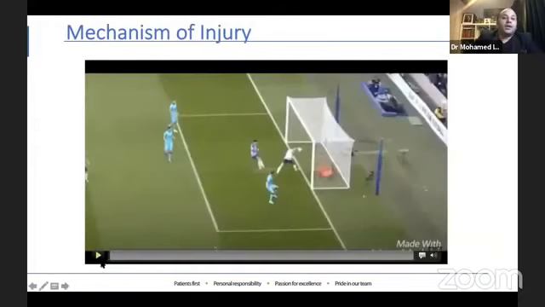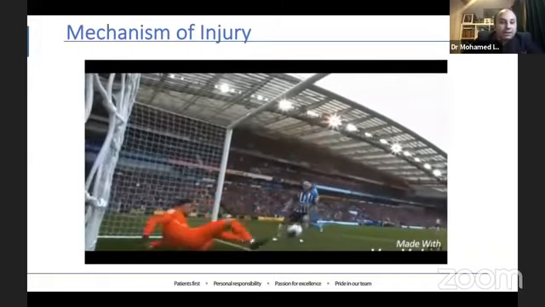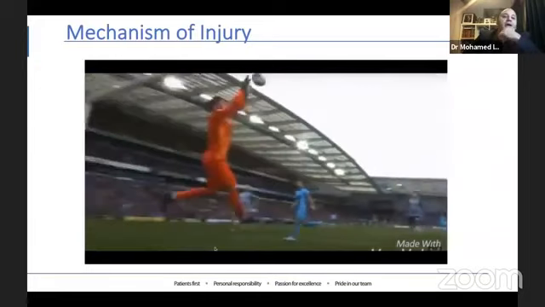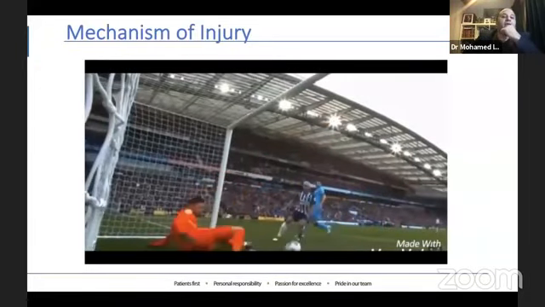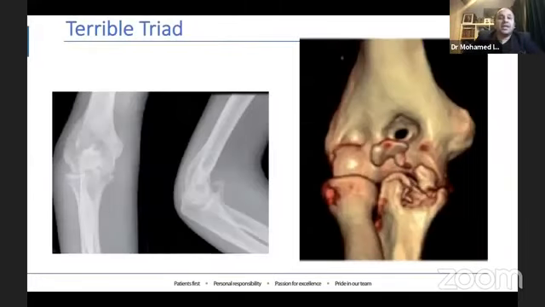We are lucky now that we can see a terrible triad happening live. The main goalkeeper of Tottenham, Lloris, had this injury a couple of years ago, landing in a valgus axial loading injury, sustaining a terrible triad.